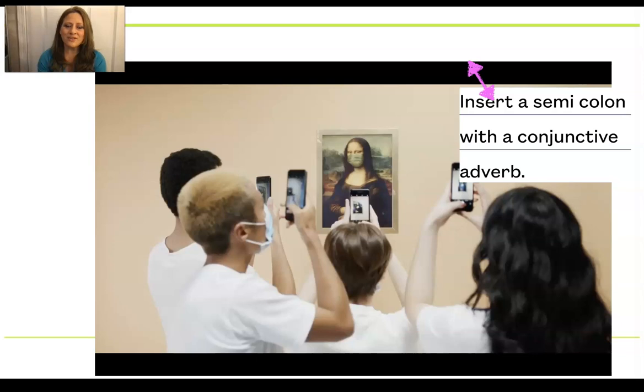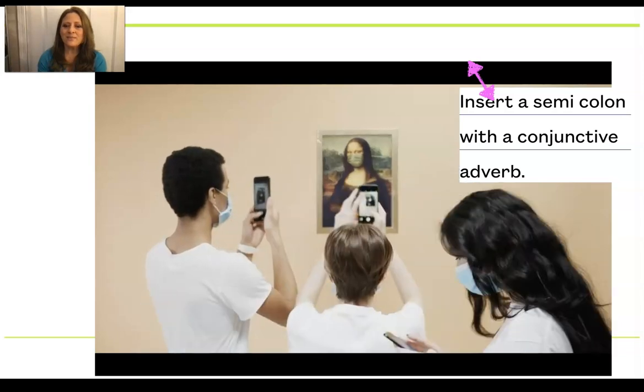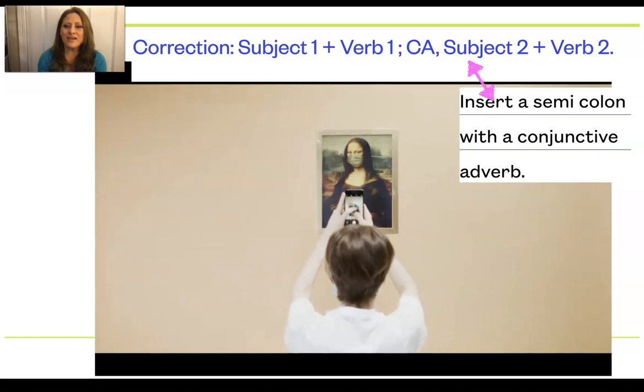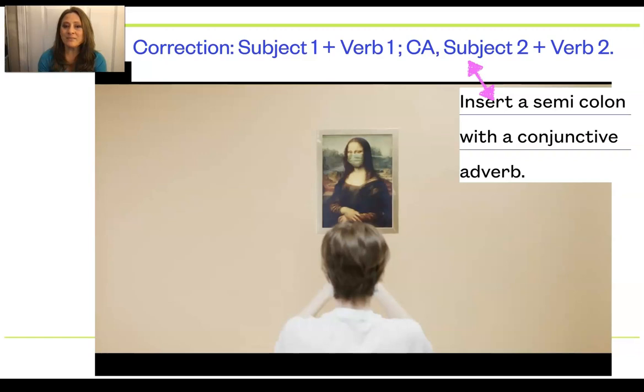A third way to correct a run-on sentence is by using a semicolon with a conjunctive adverb. So we have here this example. We have subject 1, verb 1, semicolon, the conjunctive adverb with a comma, and make sure that the conjunctive adverb is lowercase, not capitalized, because you're connecting these two clauses.